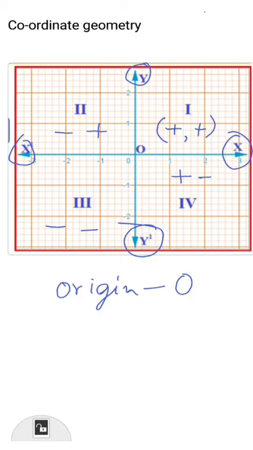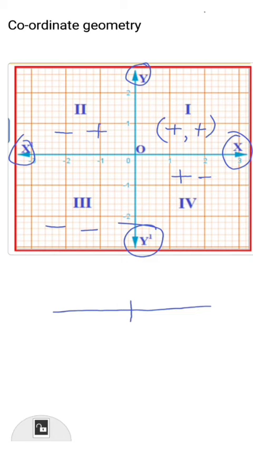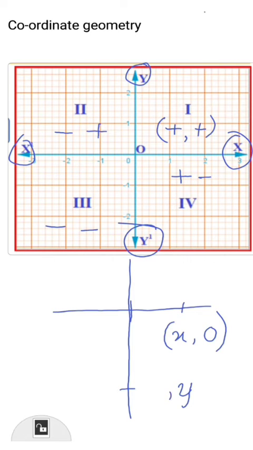Then what is the value of x and y? It means what is the abscissa value? That's 0, and the ordinate is also 0. So the coordinate point of the origin is (0, 0). Suppose a point is on the x-axis. Here the value of y is 0, and x value, let it be x, so the coordinate points are (x, 0). If a point is on the y-axis, here the y value is non-zero, and the value of x is equal to 0.